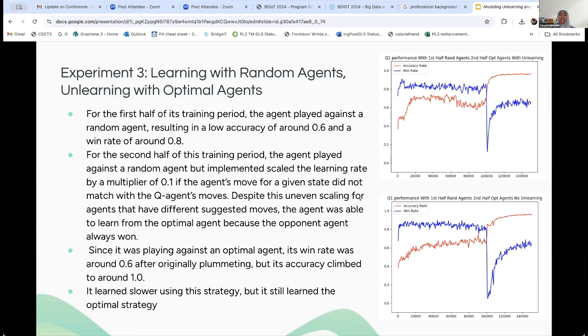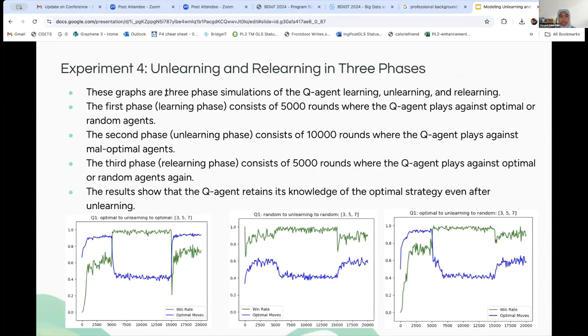Despite this uneven scaling for agents that have different suggested moves, the agent was able to learn from the optimal agent because the opponent agent always won and always played with the optimal strategy. Since it was playing against an optimal agent, its win rate was around 0.6 after originally plummeting, but its accuracy climbed to around 1. It learned slower using the strategy, but it still learned the optimal strategy. This was a little bit not intuitive since we had expected that the random agents in the first half and the optimal agents in the second half would change the results.